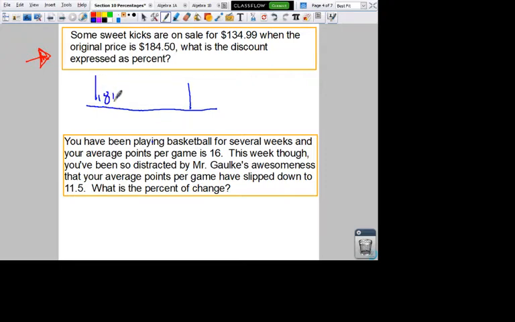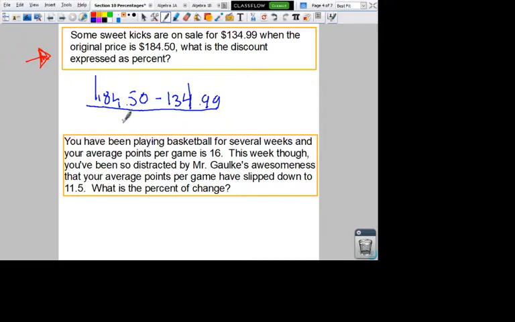Read question 2. Alright, on this one, it was a little sneaky because they gave us the original price second. So my original is $184.50, and we're going to end up subtracting $134.99. So watch out, that was a sneaky problem.